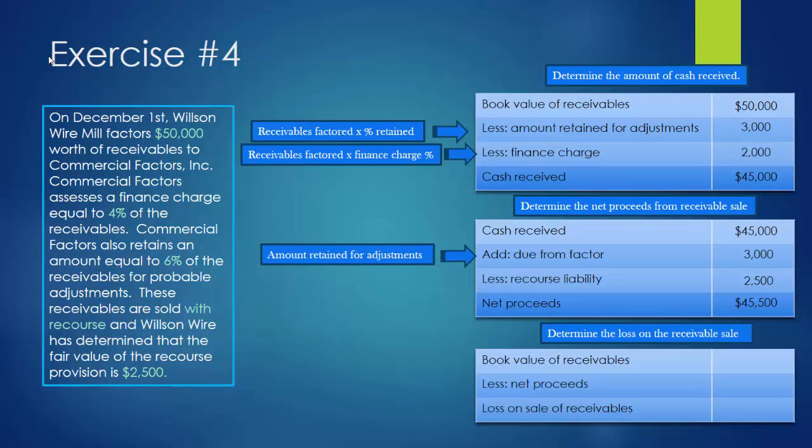And you can figure out your net proceeds by taking your cash received, adding the amount that's being retained, the due from factor, and subtracting out the fair value of your recourse liability. All in all, we are selling them $50,000 worth of receivables, which after we settle this recourse liability, we think is going to lead to us having $45,500 in cash coming in total, which means we're selling these receivables for $4,500 less than what they look like on our books. That is going to be our loss on the sale of receivables.